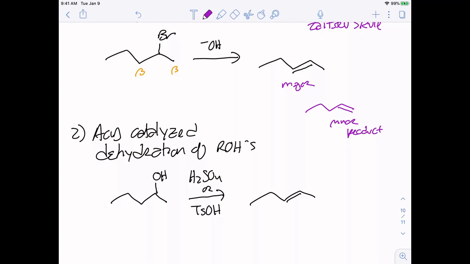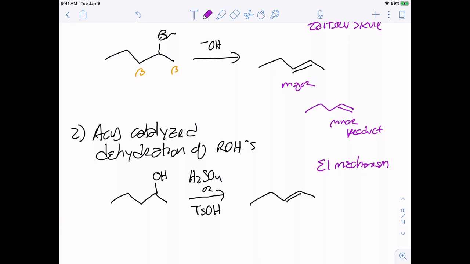This one was an E1 mechanism. We did the mechanism for this one in chapter 9. You still need to know it. This is the one, remember, hydroxyl groups are bad leaving groups, so we need to protonate that hydroxyl group first before we do the E2 mechanism.